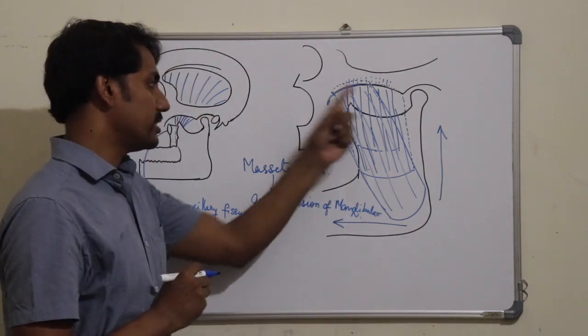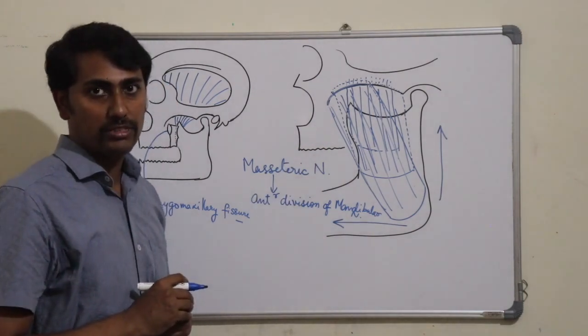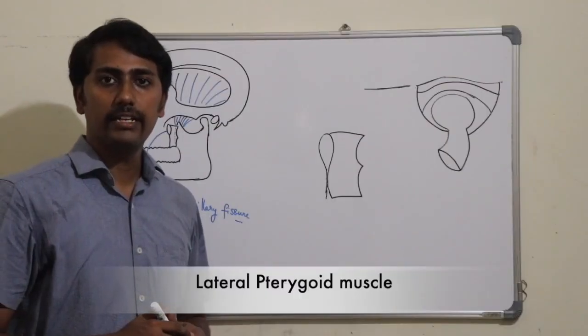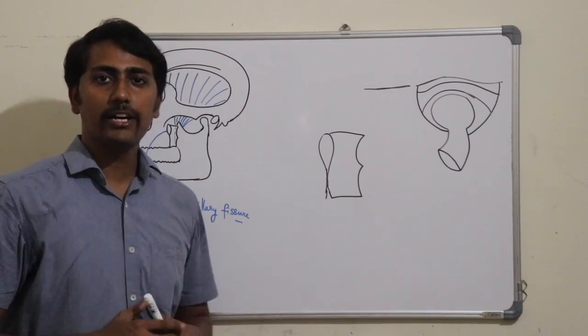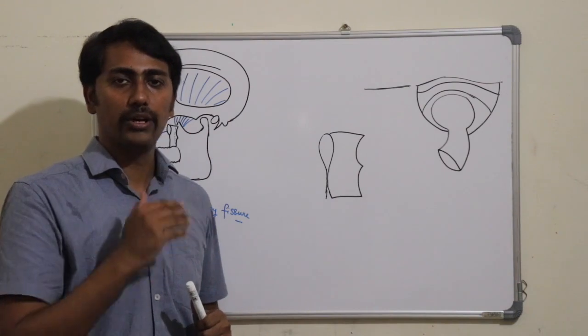Since this masseteric muscle has originated from the first pharyngeal arch, it was supplied by the branch from the mandibular nerve. Now the third muscle, that is the lateral pterygoid muscle. The lateral pterygoid muscle arises by two heads, the upper head and the lower head.